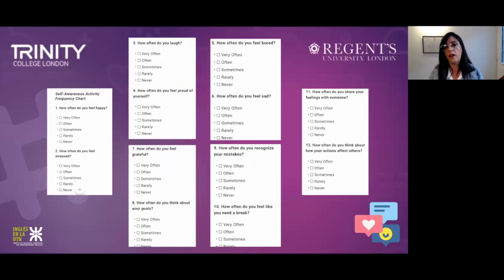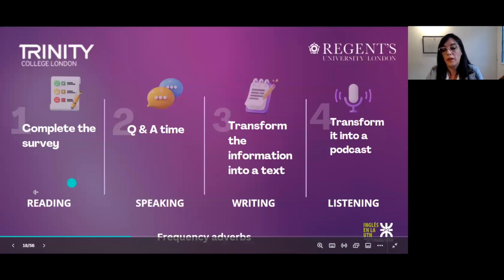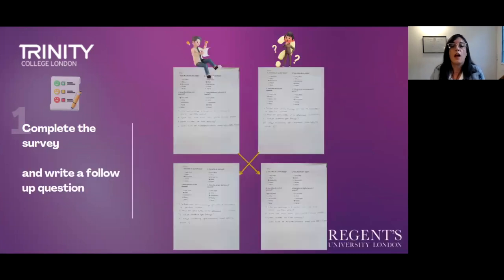And what we have here is a kind of summary of the activities that we have done. We wanted to revise adverbs of frequency, and develop at the same time reading, speaking, writing, and listening skills. So our students completed the survey. They had a Q&A time, and I am going to explain in a few seconds how. They transformed all the information that they gathered into a text, and then they transformed it into a podcast. So let's see in detail.